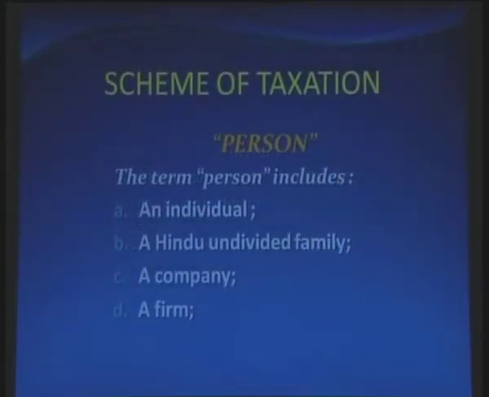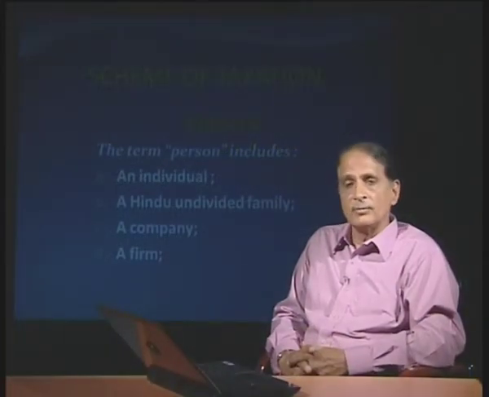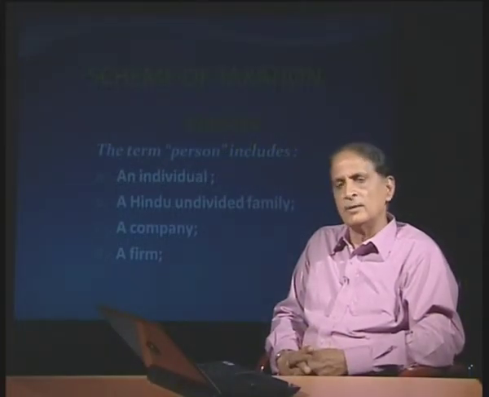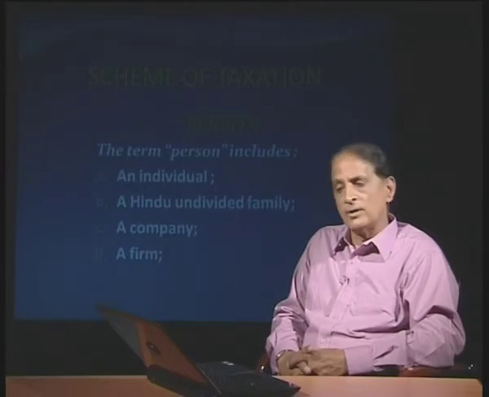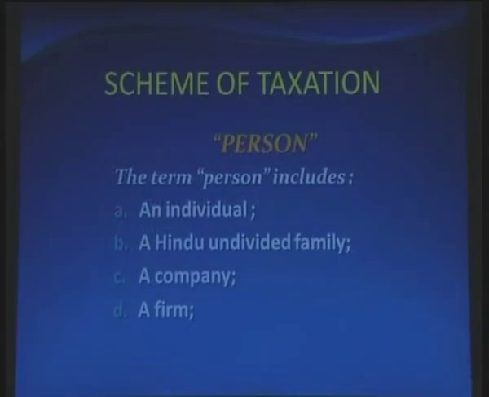Now, third is company. Company includes two types of company, Indian company and foreign company. Indian company is a company which is incorporated under Companies Act 1956, and foreign company is registered outside India. A firm means a partnership firm which is under the Partnership Act 1932.